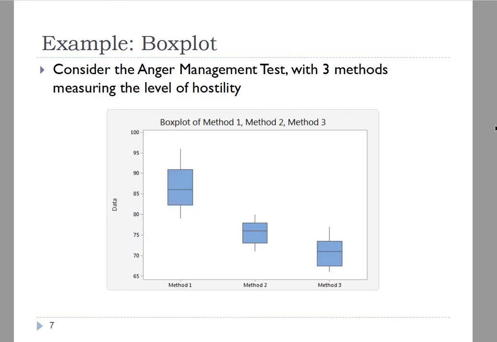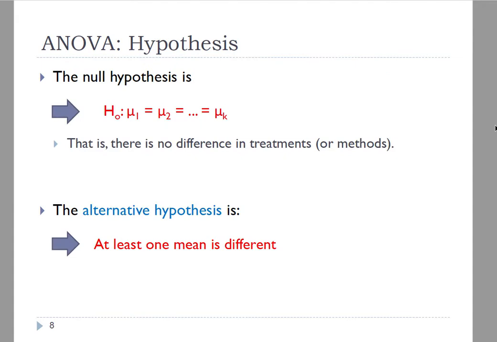So let's consider the anger management test with the three methods measuring the level of hostility. Here we can see our handy dandy box plot. What are your preliminary conclusions about the differences in means, medians? Are there any differences in variability, any outliers? Kind of think about this. An ANOVA tests the null hypothesis for each factor. The null for each factor states that varying the factor actually has no effect on the population. There is no difference in treatments or methods. The alternative is that at least one mean was different.